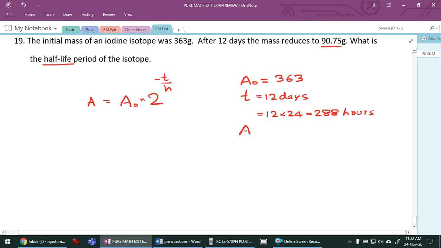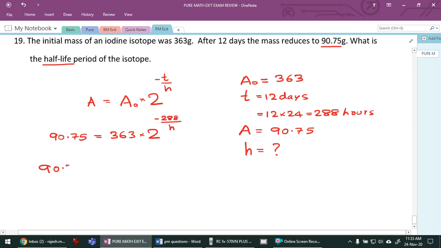So A is the final mass, 90.75. What is the half-life period? So the only unknown left is H. So H is what you have to find. Okay, we will put the values one by one. What is A? A is 90.75 equal to, what is A0? 363 into 2 power minus, what is T? 288. 288 divided by H. Okay, now this 363 will come down.